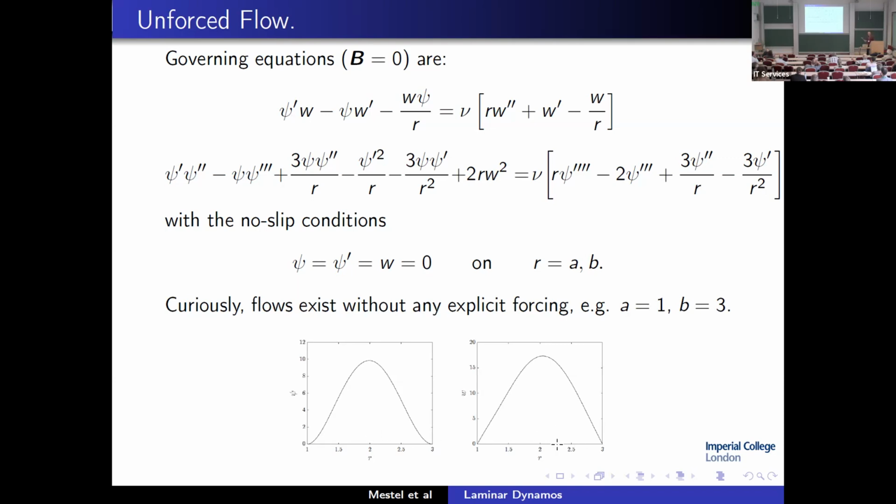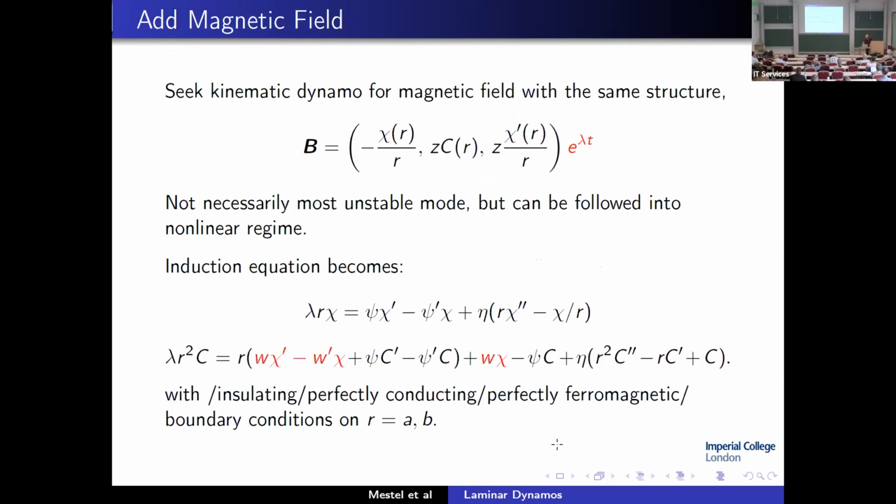So we have a flow, and now we can seek simultaneously a magnetic field with the same simplified structure. So we do that. Something worth saying is that even if this is an unstable mode, it's not necessarily the most unstable mode. Normally, we'd consider all the modes like e to the i n theta and so on. One of them would have the maximum growth rate. But we're not going to do that. We're just going to look for the field with this structure. And at least if it is unstable, then there is a dynamo, even if this isn't the most unstable mode.